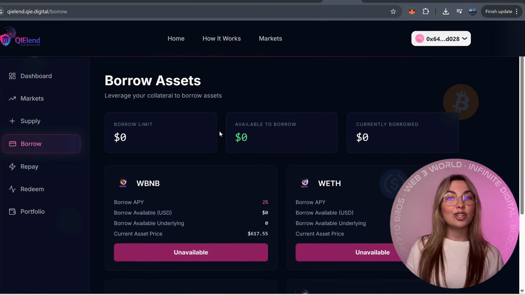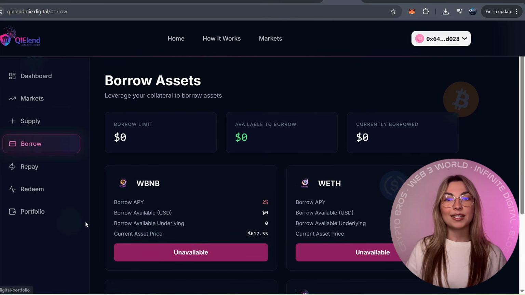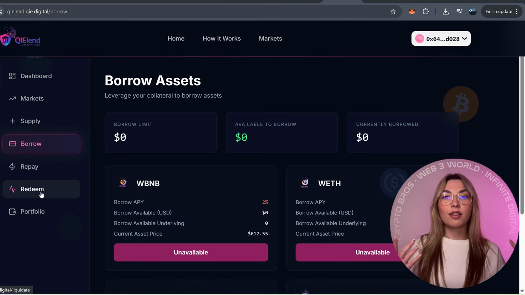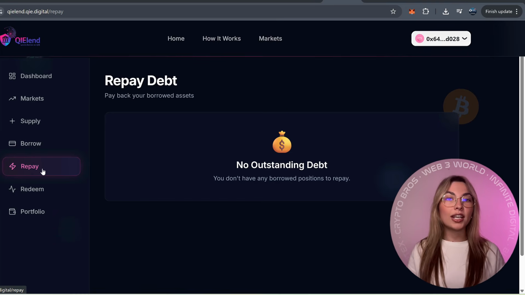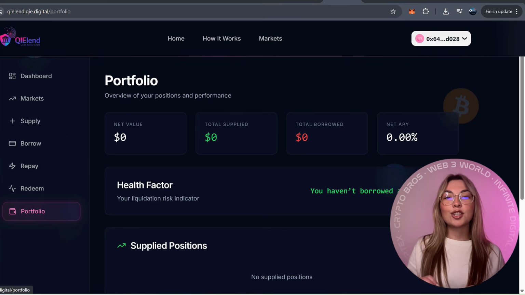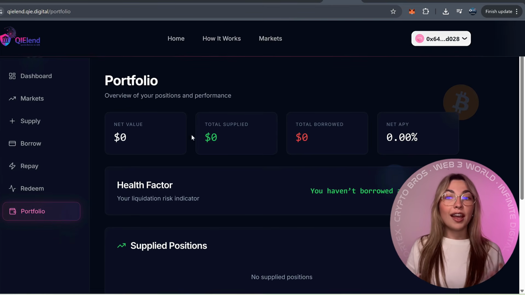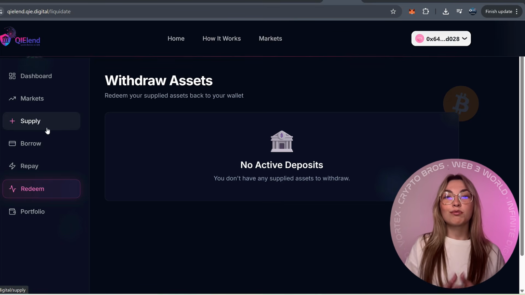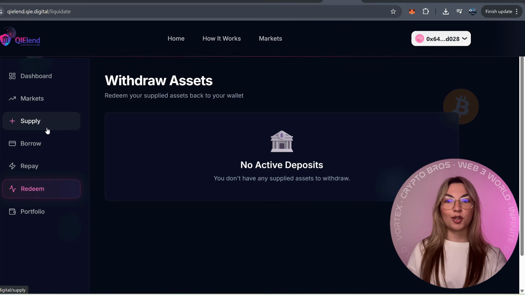So once your Qi wallet has funds on the Qi chain and a tiny bit of Qi for gas, you head over to the QIElend app and connect your wallet. The interface feels familiar if you've used Aave or similar platforms. You pick your market, choose an asset, and then either supply or borrow. Now for this walkthrough, I supplied just over $5 worth of QUSDC to show you guys how it works for smaller users.